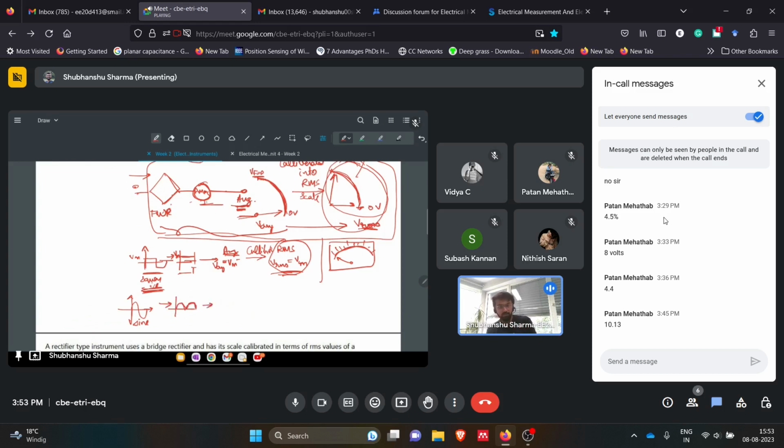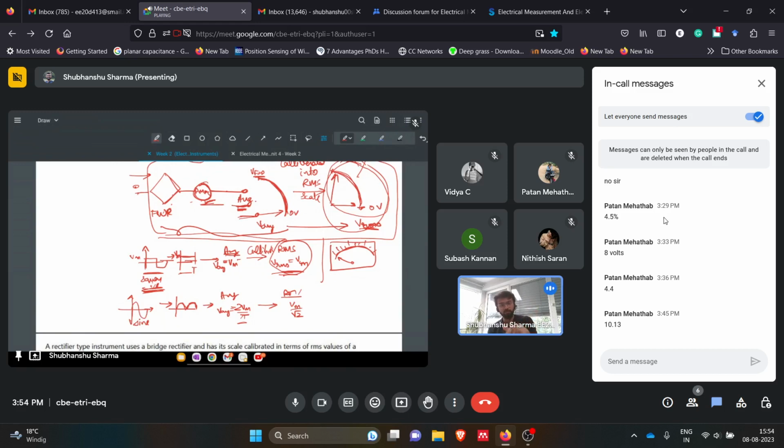Now, the PMMC instrument will give the average of that. So V average equals 2 Vm by pi. This is the standard formula for the average value of a full wave rectified sinusoidal signal. But what would the RMS value have been for this sinusoidal signal? It is basically Vm by root 2, that you know. Vm by root 2 is the RMS value of a full wave rectified sinusoidal signal.